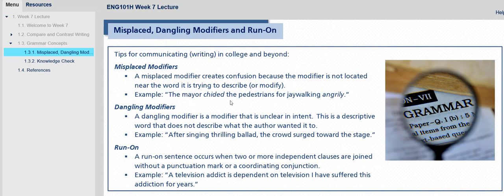The mayor chided the pedestrians for jaywalking angrily. Okay, so you're going to walk angrily? No, the mayor chided angrily the pedestrians for jaywalking. So here, the word angrily should go after the word chided. So when you have to correct a sentence by moving the modifier around, that's known as a misplaced modifier. A dangling modifier is a modifier that is unclear in intent. This is a descriptive word that does not describe what the author wanted it to do.